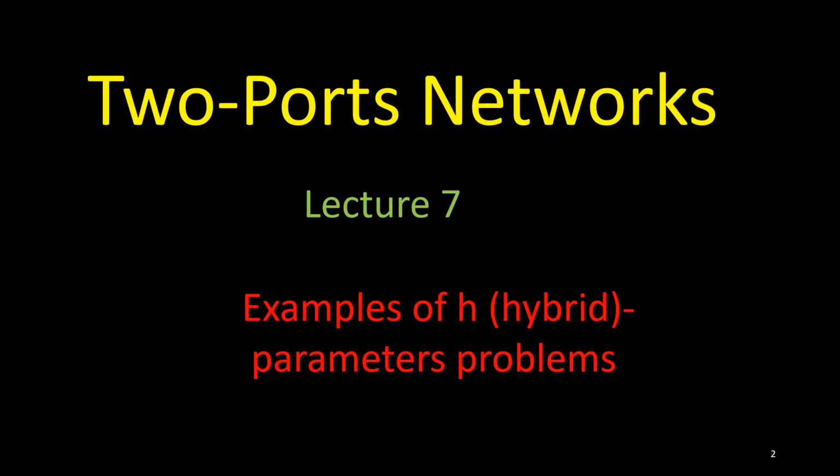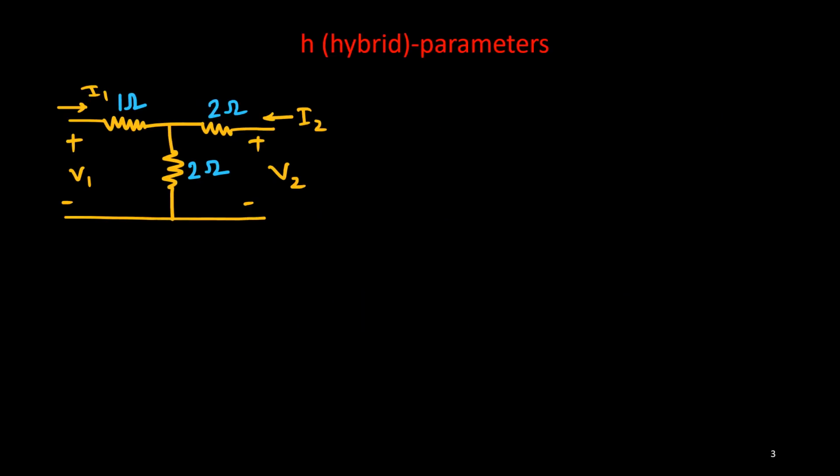In this video, I am going to discuss one example of H or hybrid parameters, and this is lecture number 7 on two port networks. So let us start with this problem. You see the problem given here, and it is a T network. It is 1 ohm, this is 2 ohm, this is 2 ohm. This is input port V1, current I1, output port V2, and entering current I2.